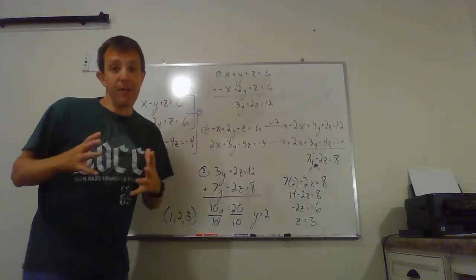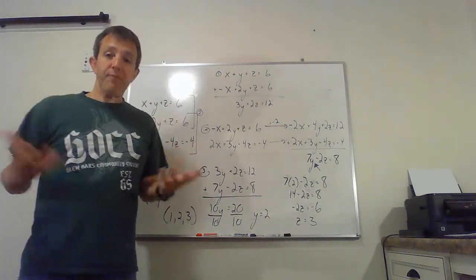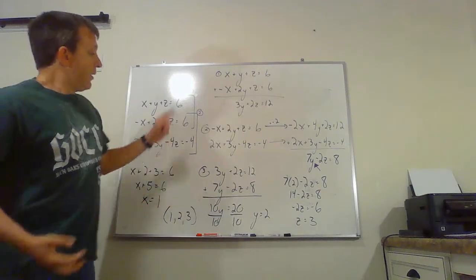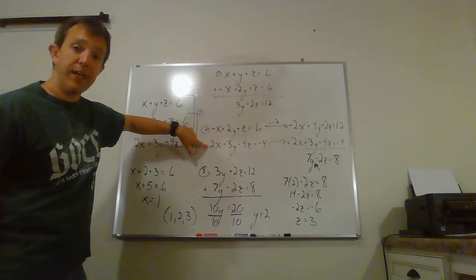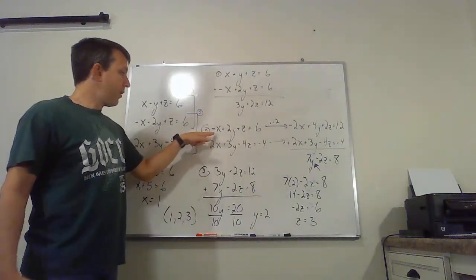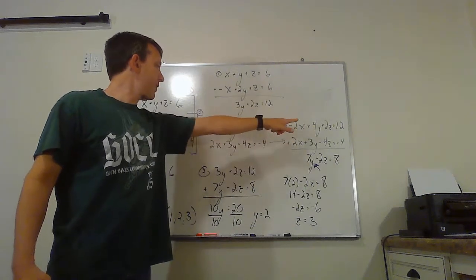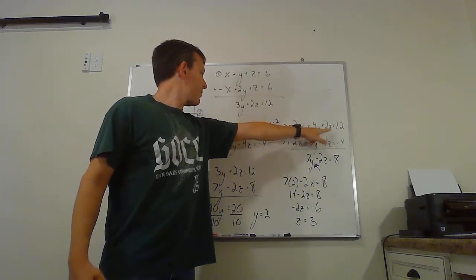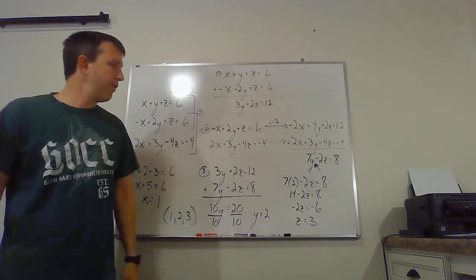This time, I need to get rid of the same letter. I don't want to do x in one and then y in a different one. That wouldn't be very good. So I need to get rid of the x's again. This time they don't match, right? I have a negative x and a positive 2x. So I'm multiplying that first equation by 2, which gets me negative 2x plus 4y plus 2z is equal to 12. And then I just bring that second equation straight over.